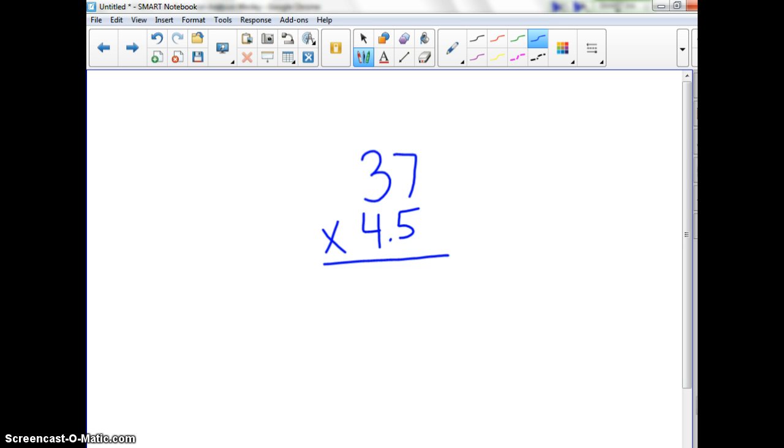Okay, Cole, I need the first partial product. 185 it is. I need the next partial product. Aiden? Can you give me your next partial product, please? 1480. Looks good. Final product. Emma, do you see what you did?